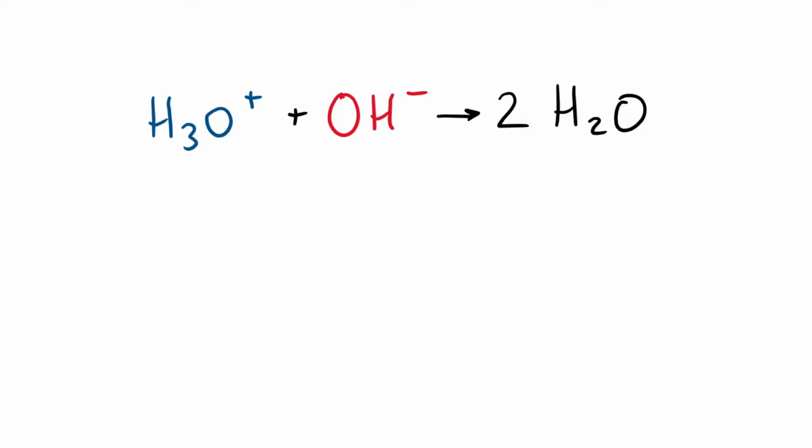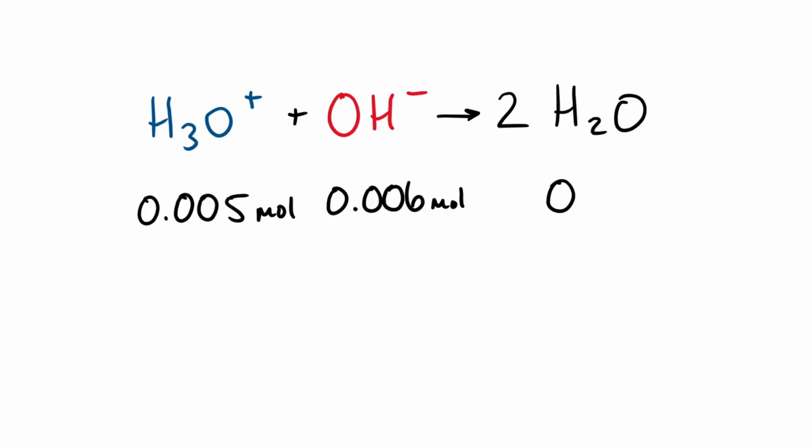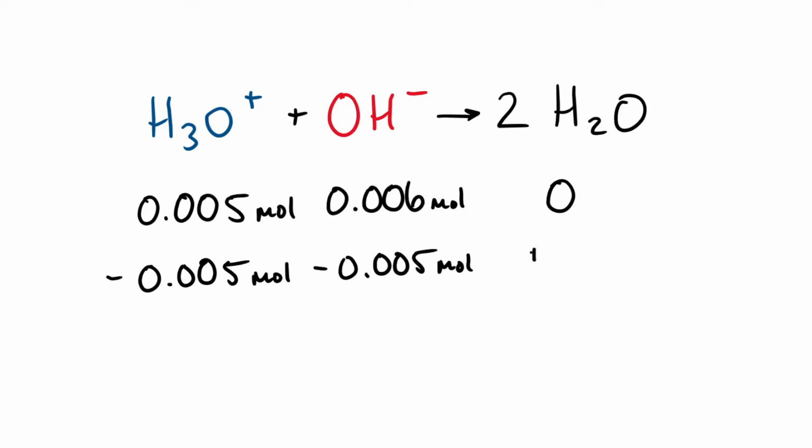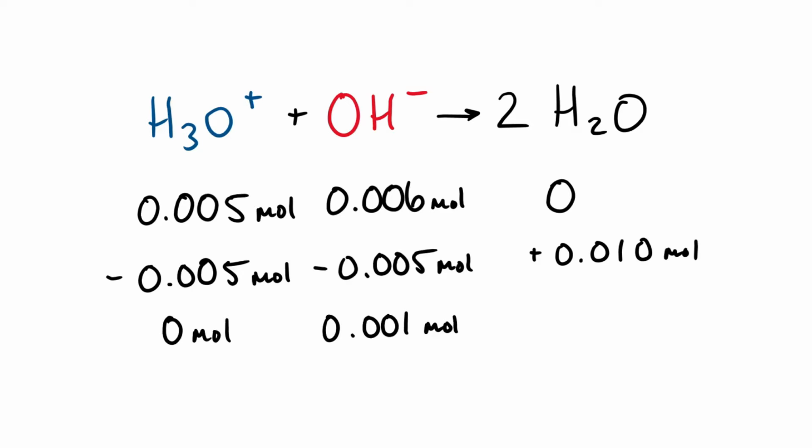So what happens when we combine these two solutions? One a solution of hydrochloric acid and one a solution of sodium hydroxide. Initially, we have 0.005 moles of hydronium. Then when we add 0.006 moles of hydroxide, we know that that's going to react with the hydronium to make water. In this case, the acid is the limiting reagent. So for 0.005 moles of acid, we make 2 times that, or 0.01 moles of water, and we're left with some hydroxide.